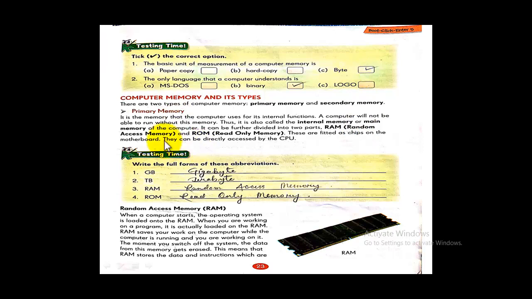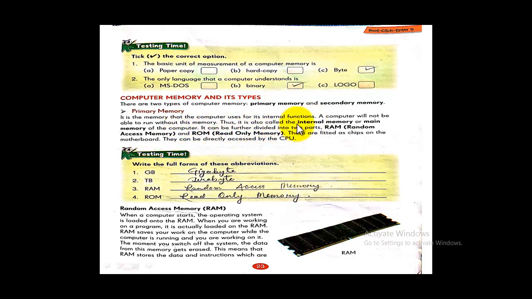primary memory. It is the memory that the computer uses for its internal functions. Primary memory is used for its internal functions. A computer will not be able to run without this memory. A computer cannot run without this primary memory of the computer.